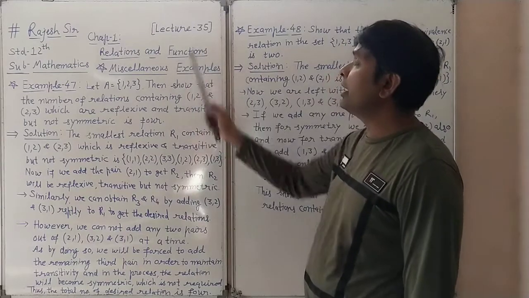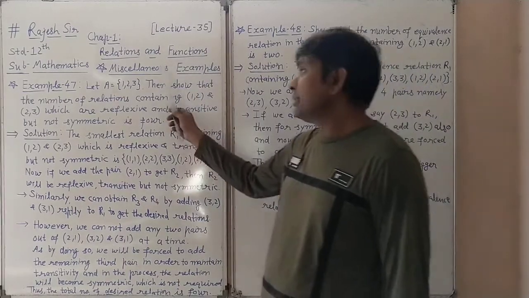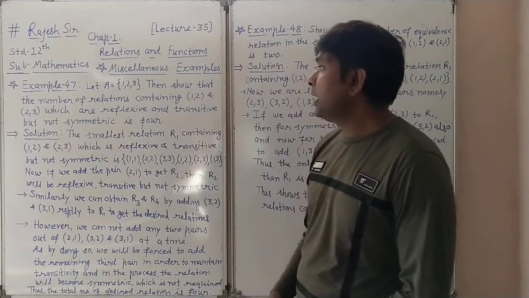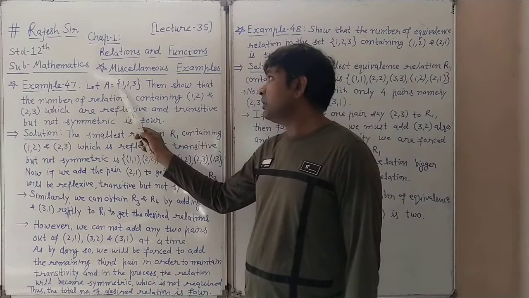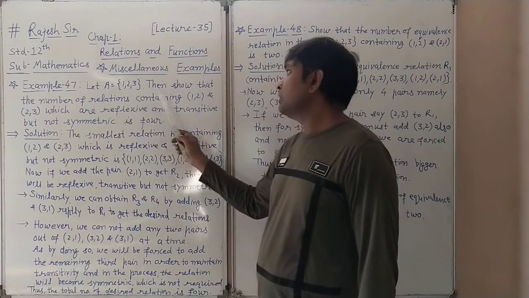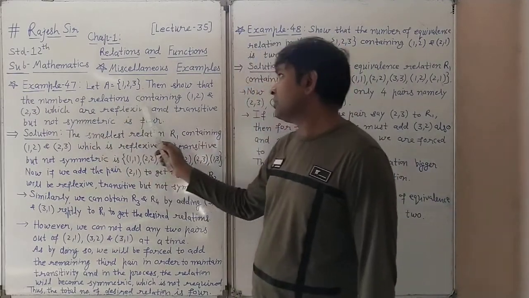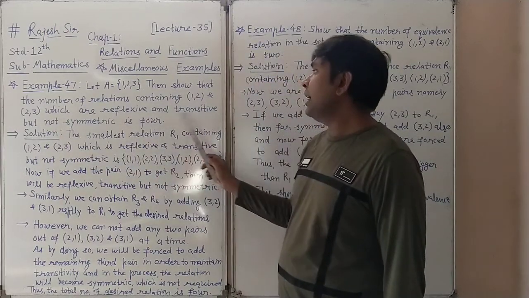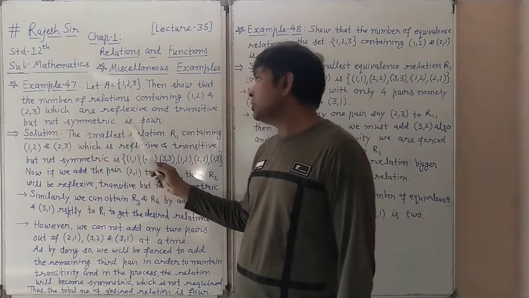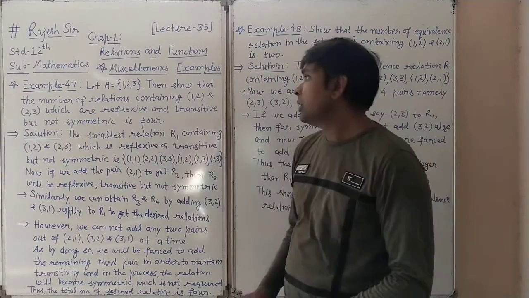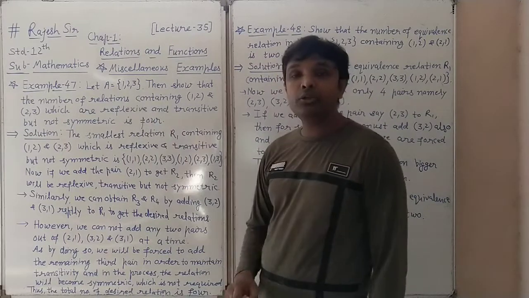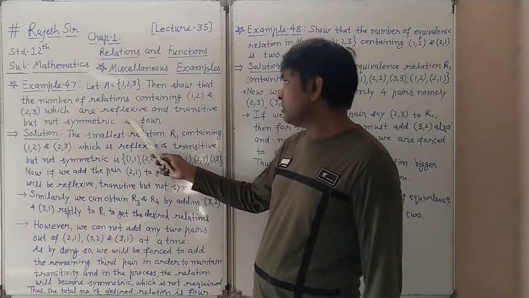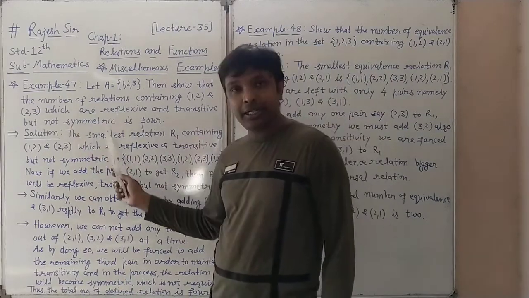This is lecture 35. In miscellaneous examples, this is example 47. Let A be the set {1, 2, 3}. Then show that the number of relations containing (1, 2) and (2, 3) that are reflexive and transitive but not symmetric is 4. Means from this set {1, 2, 3} we have to define a relation, and this relation should be reflexive, transitive but not symmetric.